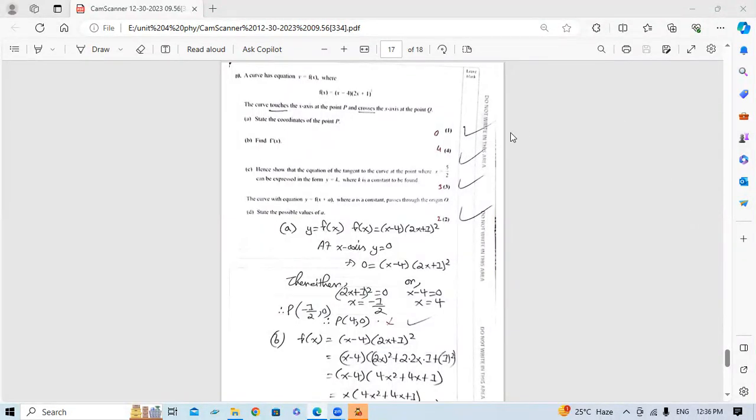So in question number 10a solution, y equals f(x). f(x) is given as (x minus 4)(2x plus 1) squared. At the x-axis, y equals 0. So 0 equals (x minus 4)(2x plus 1) squared, then either (2x plus 1) squared equals 0, so x equals minus 1 by 2, or x minus 4 equals 0, so x equals 4. So the coordinates of the point P would be P equals (minus 1 by 2, 0), or P equals (4, 0).